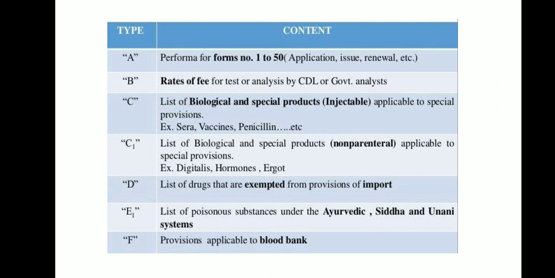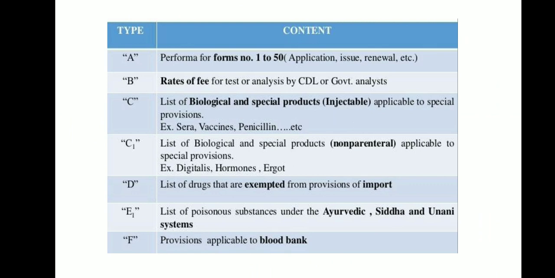A and B I already told. A is application form, B is for rate of fee. The next one, D. D is the list of drugs that are exempted from the provisions of import. That is D, exempted from the provisions of import.